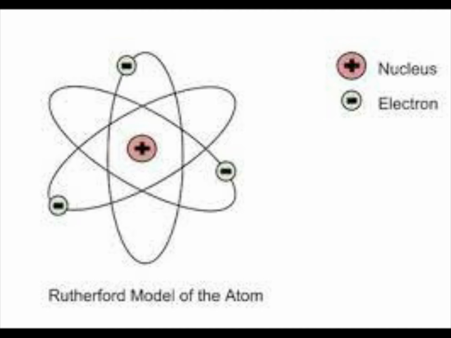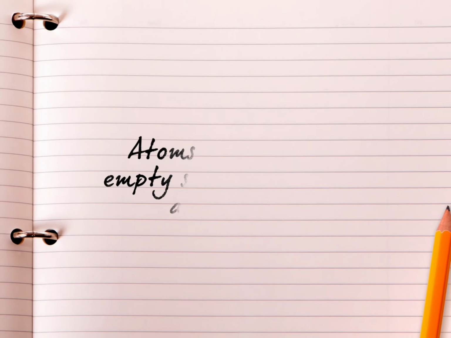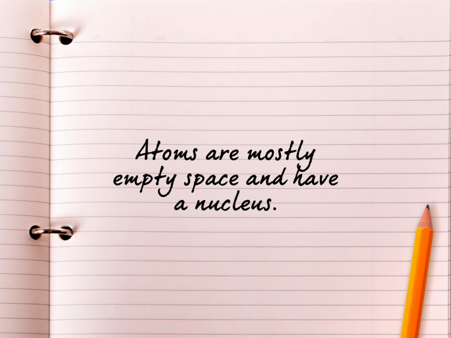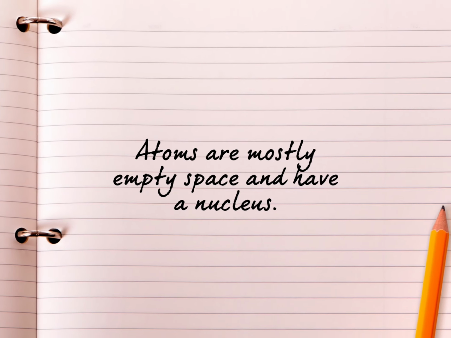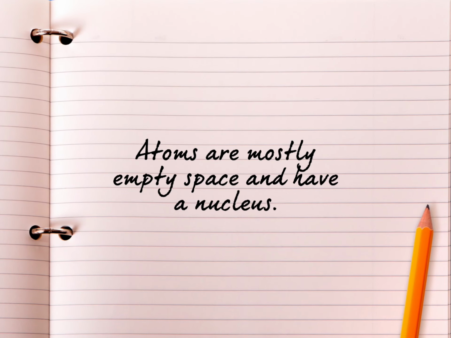This is what Rutherford's model of the atom looked like. As you can see, a nucleus of positively charged particles was in the center, and all the negatively charged particles, or the electrons, were circling around it. Then, from his experiments, Rutherford concluded that atoms are mostly, or should I say, 99.99% empty space and have a nucleus which is of positive charge.